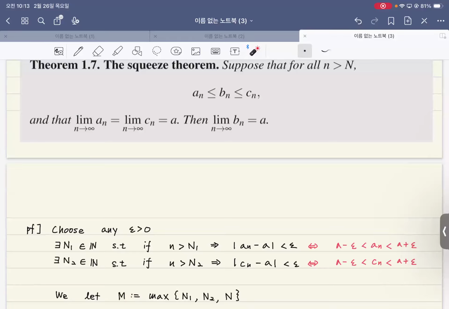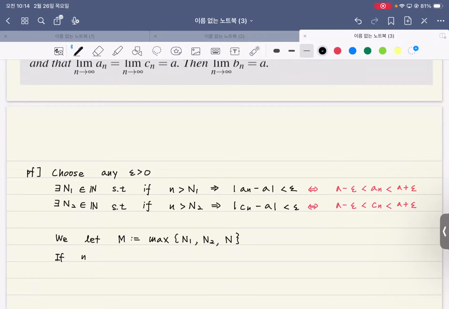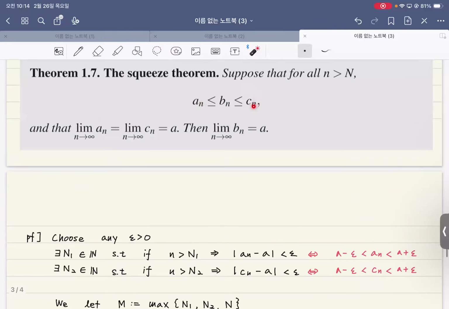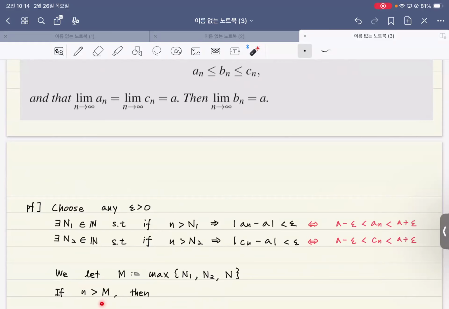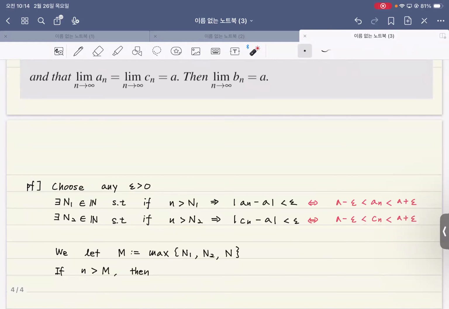Now we will see what happens if my index n is greater than this number M. Then these two inequalities are true, and these two inequalities are also true, and these inequalities are also true. All these inequalities hold at the same time if my n is greater than this number, right? Since this is true, a minus epsilon is less than an, therefore this inequality also must be true, and this inequality also must be true.